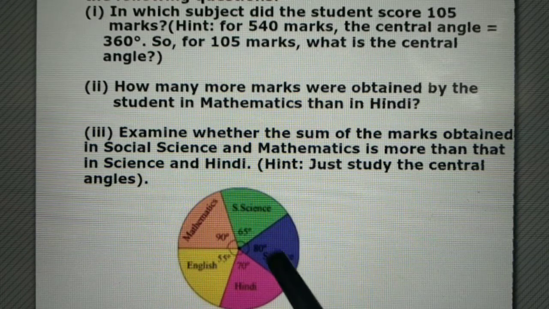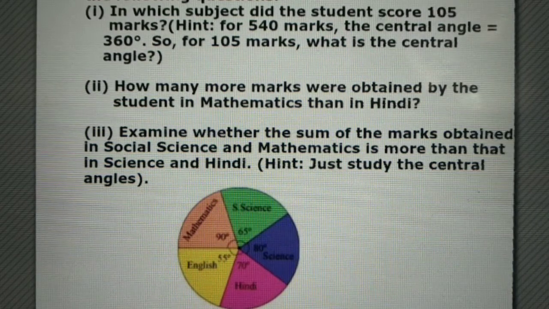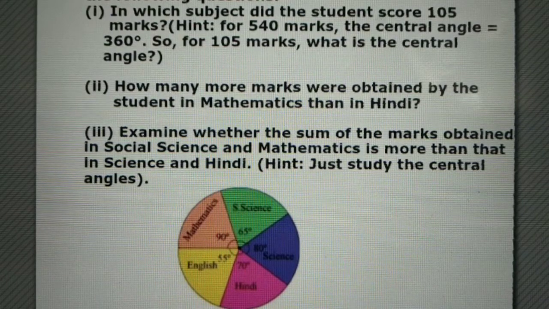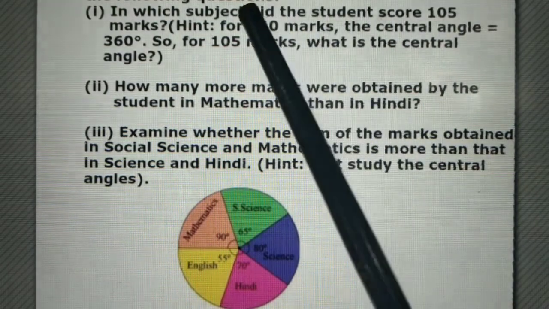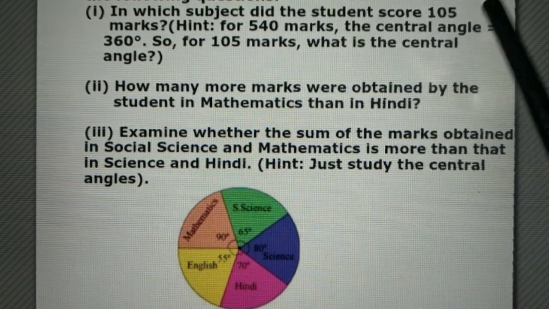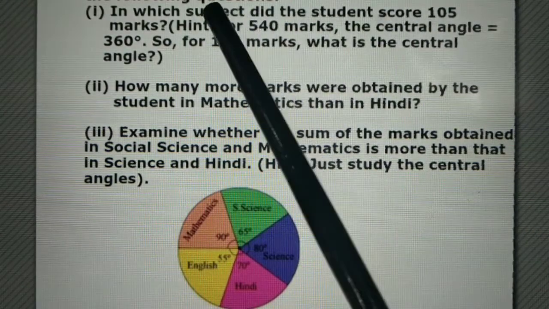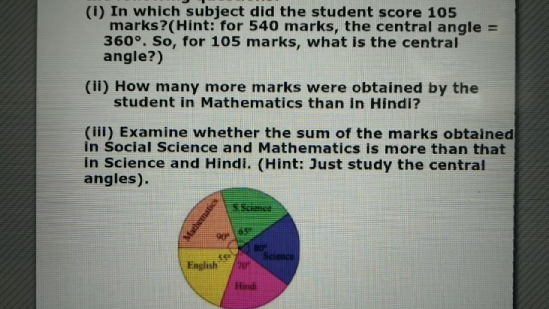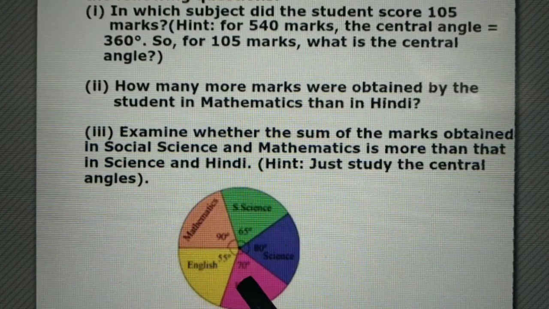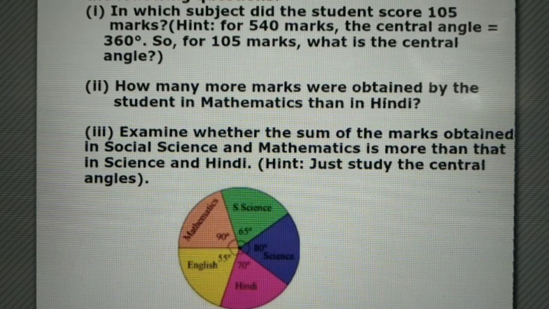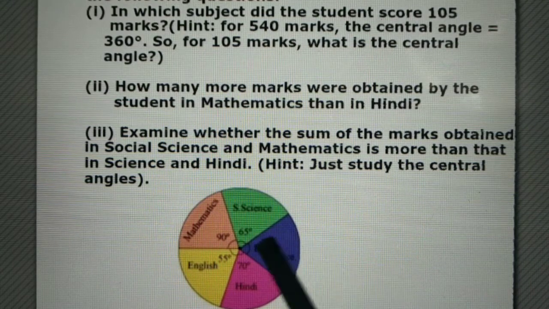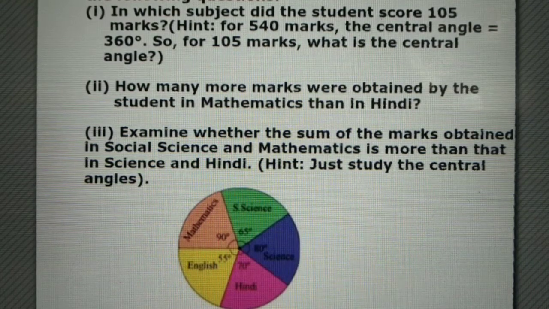So on the basis of these angles, let us read the questions one by one and understand. Then we go towards the solution. Now the first question: in which subject did the student score 105 marks? We have to find out in which subject the student gets 105. But the marks here are given in the form of angles. Now if we change the score into angles, then we can find out which subject is for the 105 marks.